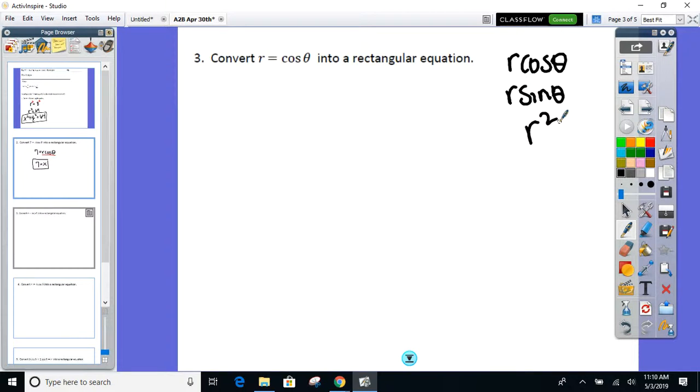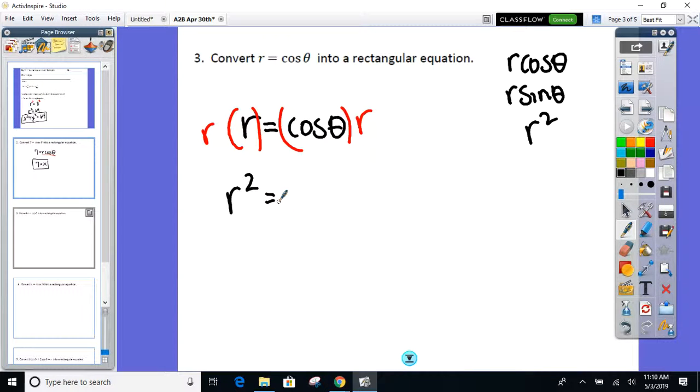All right, but watch. If I multiply both sides by r, ready? Watch this magic. What are you going to have on the left? Yeah, I got something for that. I can plug in for that. And what are you going to have on the right? Yeah, I can plug in for that too. And I'm not going to be left with any r's or cosines or anything. What are you going to plug in for r squared?